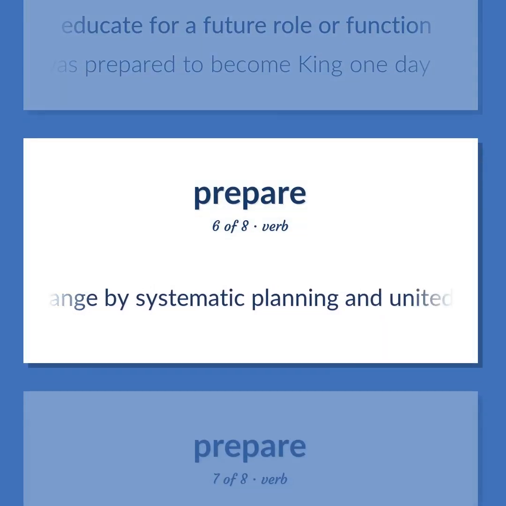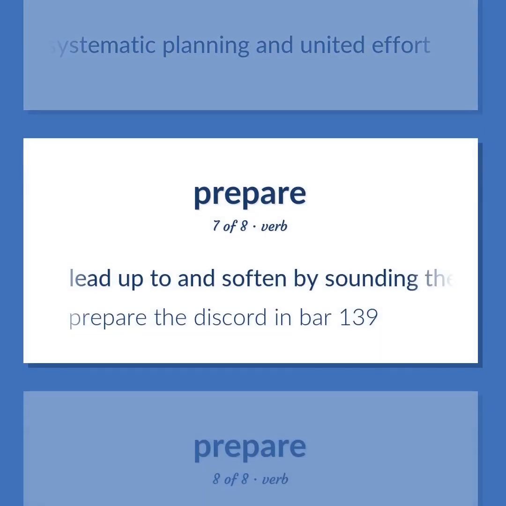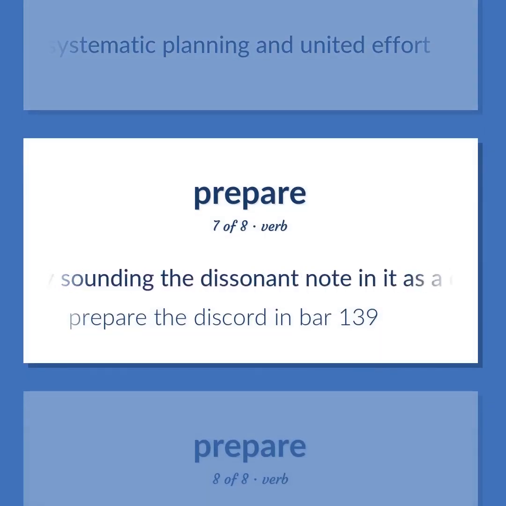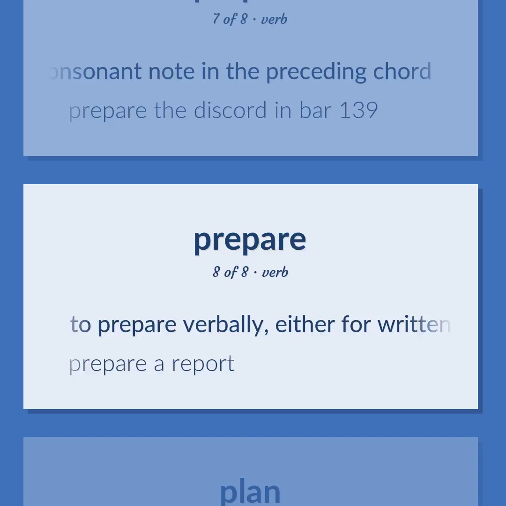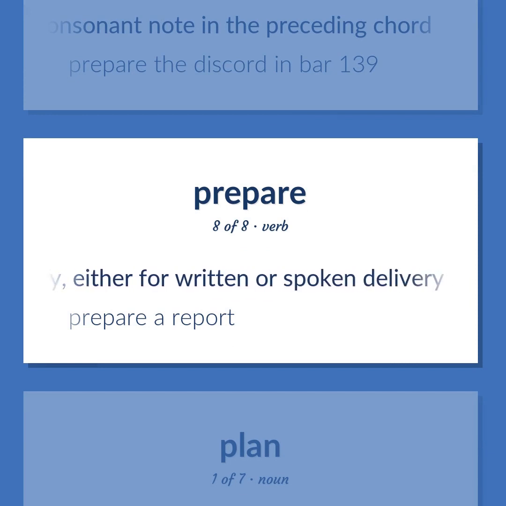Arrange by systematic planning and united effort. Lead up to and soften by sounding the dissonant note in it as a consonant note in the preceding chord. Prepare the discord in bar 139. To prepare verbally, either for written or spoken delivery. Prepare a report.